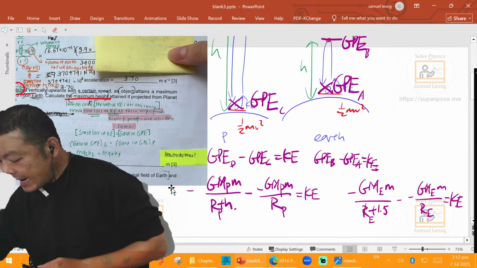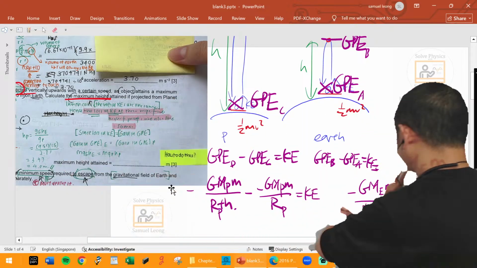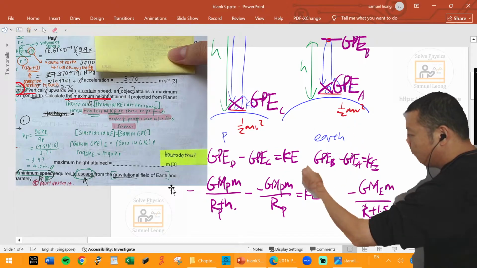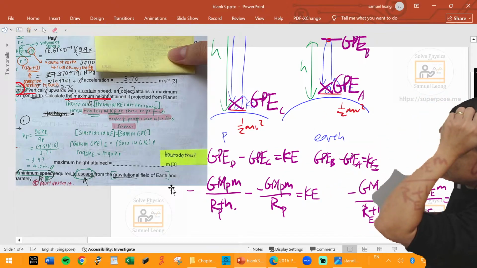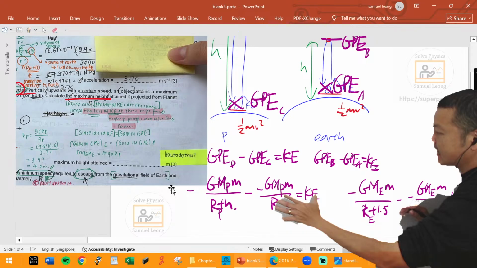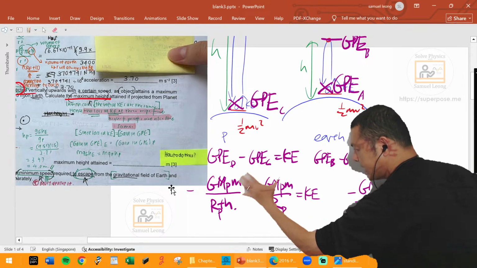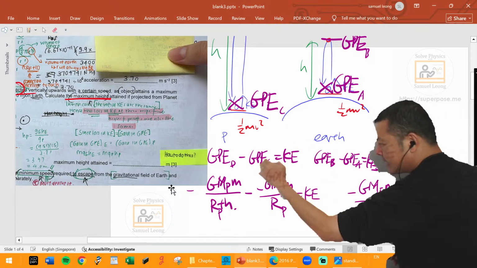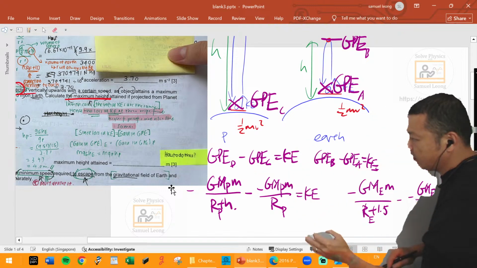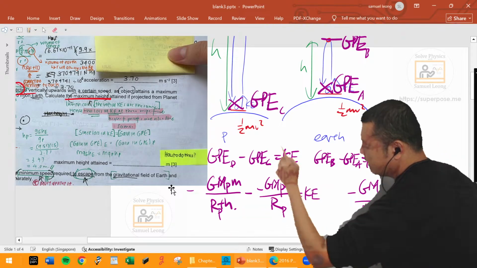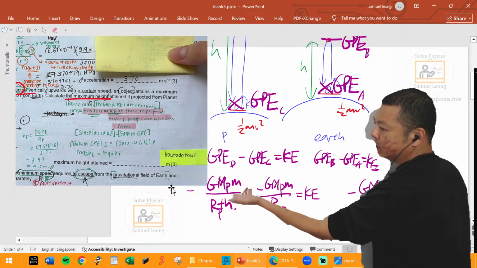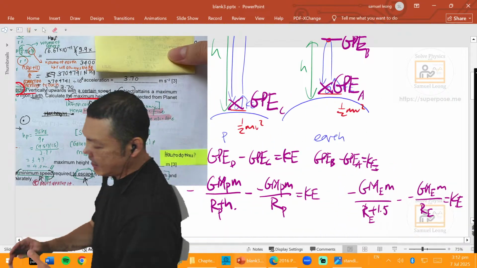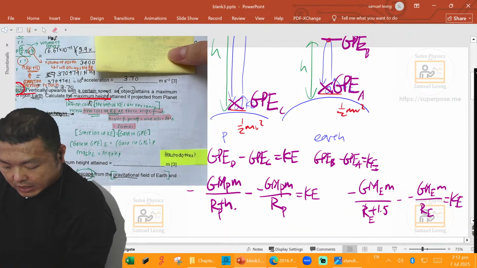Then at the end, after you sub in everything, the small m can cancel off already. Basically, the left hand side, this 2, equals the right hand side, this 2, and then the small m cancels off. That means I don't even need to care about the mass of the object. With everything in, there's only one unknown left, which is h. Then you solve for h. That's the answer here. Okay?